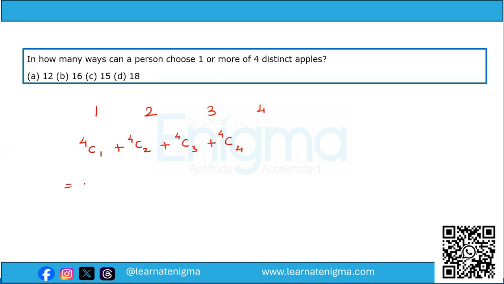Let's solve this. 4C1 is 4, 4C2 is 4 into 3 upon 2, plus 4C3 is nothing but 4C1, that is 4, and 4C4 is 1. So 2 2s are 4. So this becomes 4 plus 6 plus 4 plus 1. So the answer comes out as 15. So the answer will be option C.